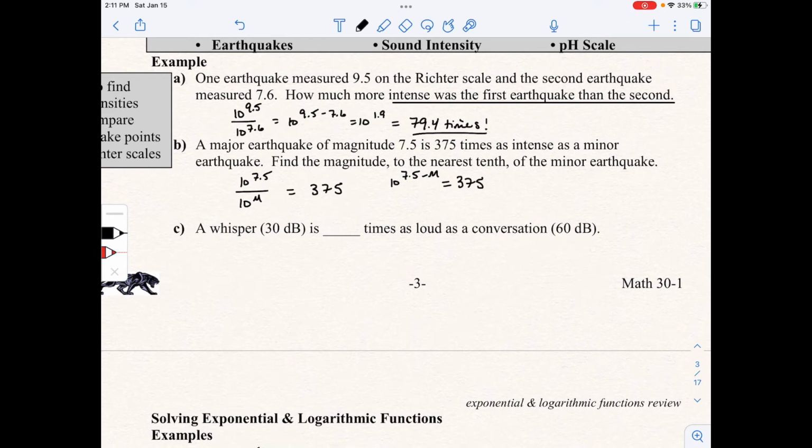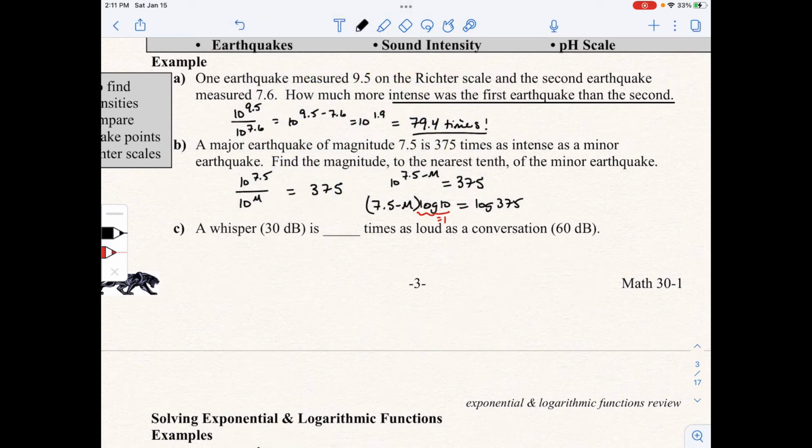So now this is an exponential equation that I can't solve by changing to a common base. So I'm going to take the log of both sides. And I get 7.5 minus m times log 10, I need brackets around that, equals log of 375. And now, of course, log of 10 is simply equal to 1, so we can ignore that.